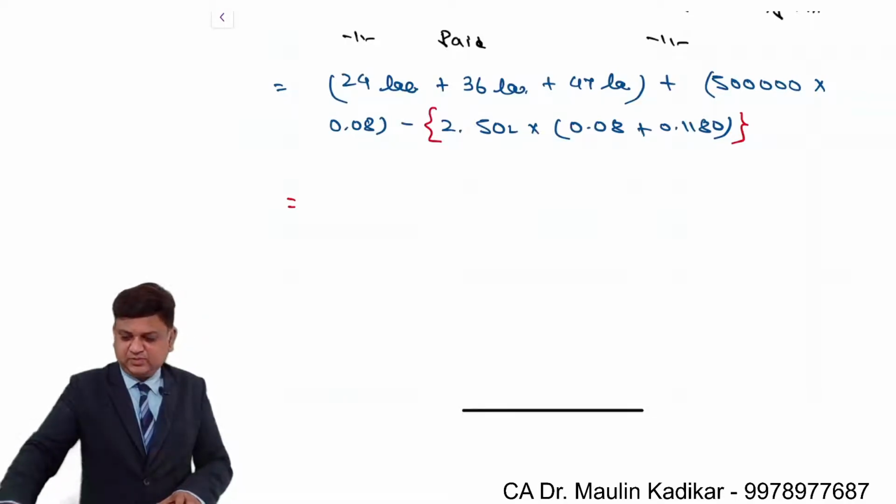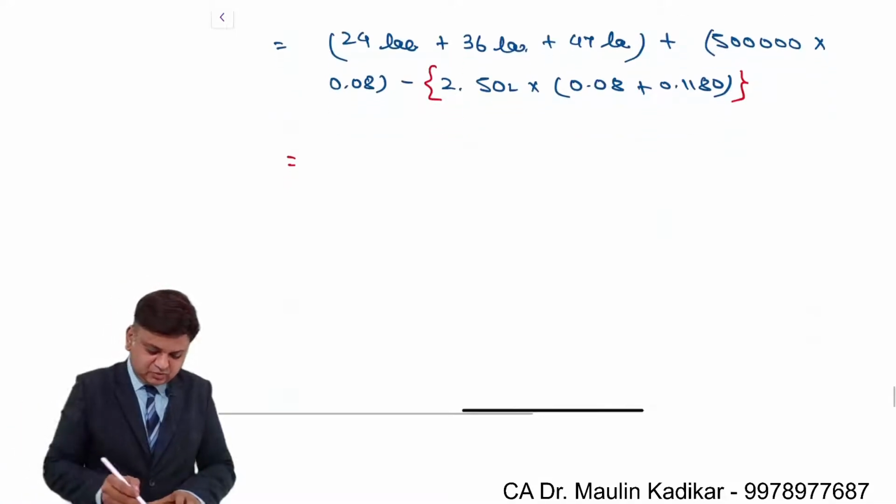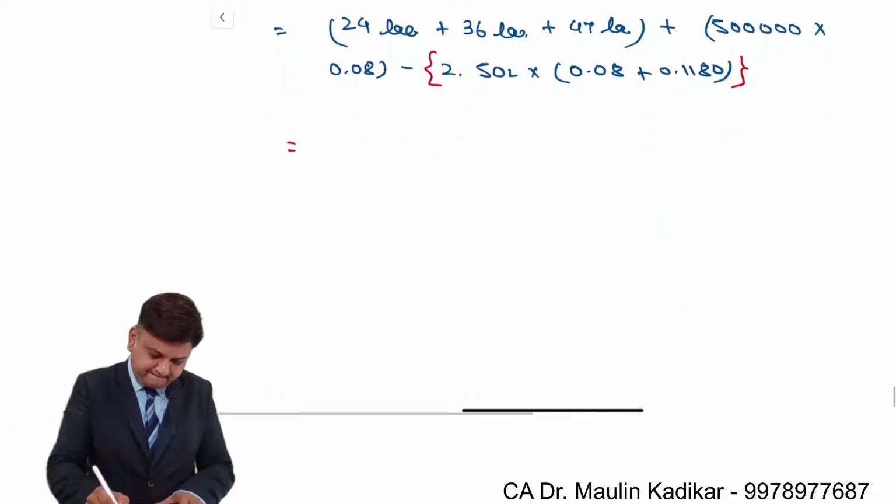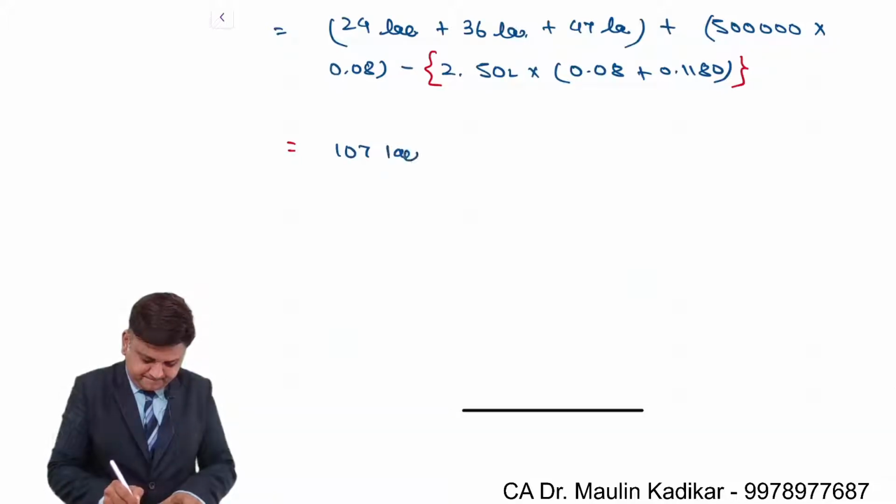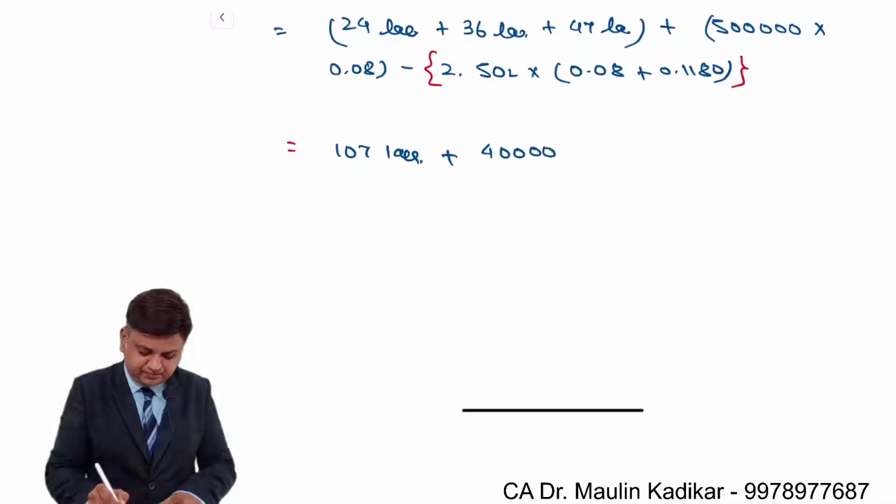(24 plus 36 plus 47). That comes to 107 lakhs. Plus we have received 40,000 minus 2,50,000 into 0.1980.